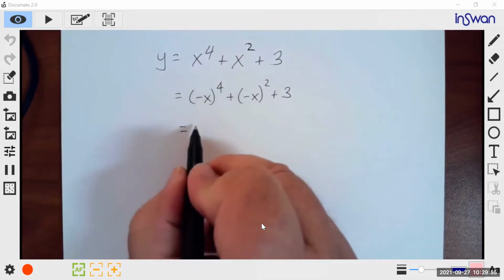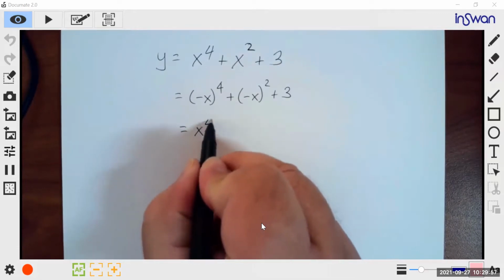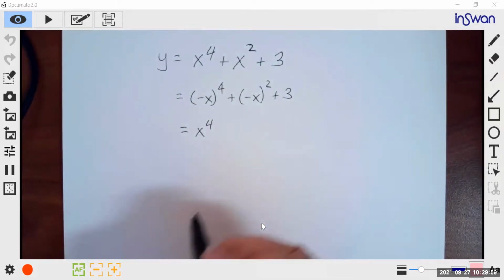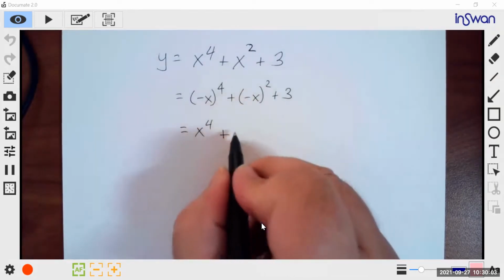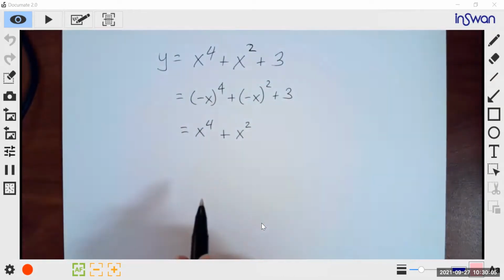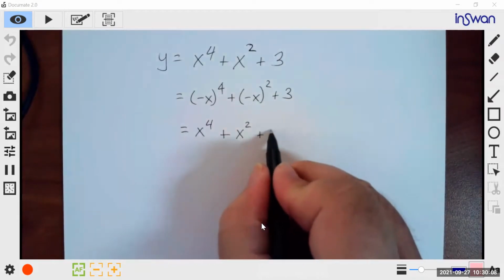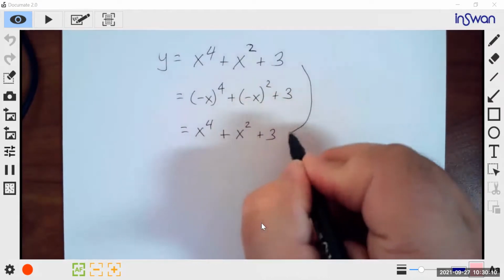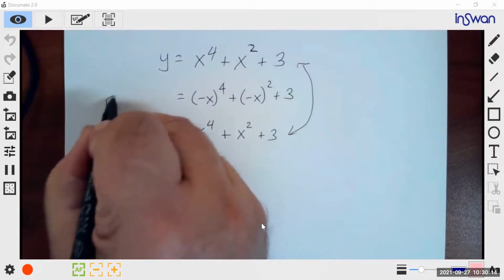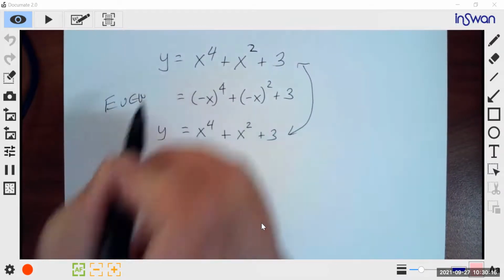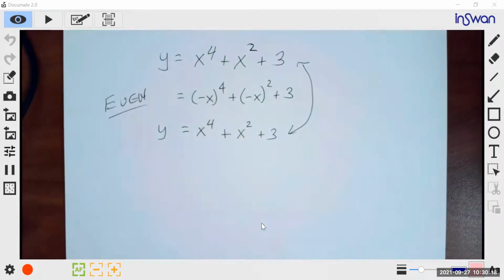Negative x to the fourth is x to the fourth. Negative x squared is simply x squared. And plus 3. Are these two equal? So these are even functions. That's an even function.